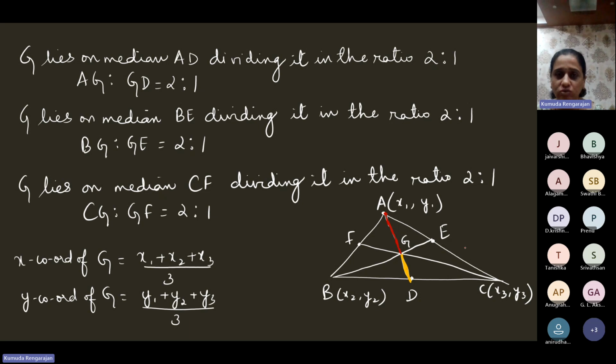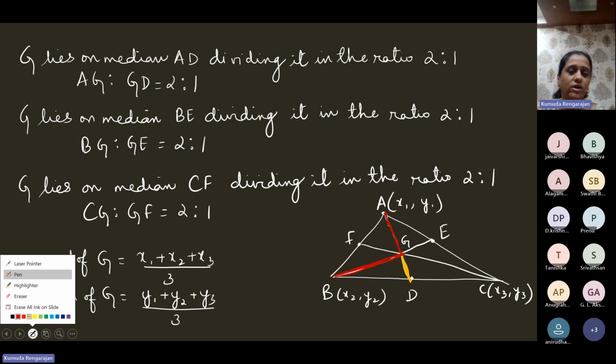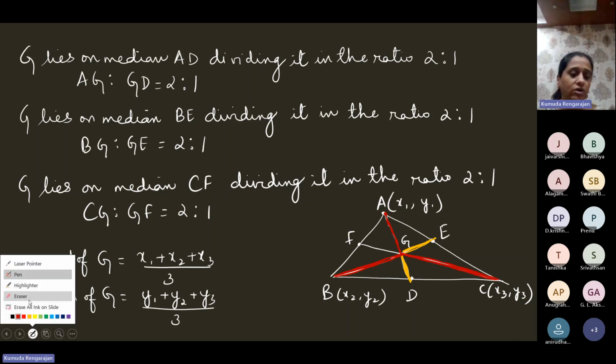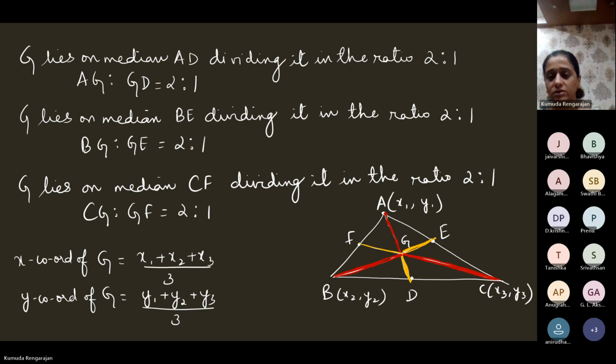Median BE. G lies on BE, right? So G divides BE in the ratio 2:1. BG is two parts. That is, from the vertex to the centroid is two parts. From the centroid to the midpoint is one part. CF median, G lies on CF and G divides CF in the ratio 2:1. So which is two parts? From the vertex to the centroid is two parts. And from the centroid to the midpoint is one part.